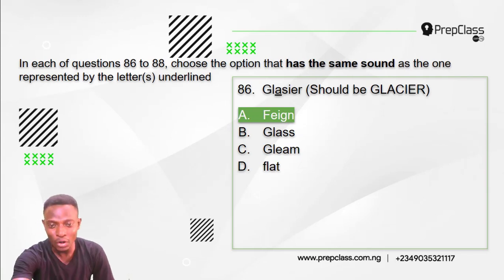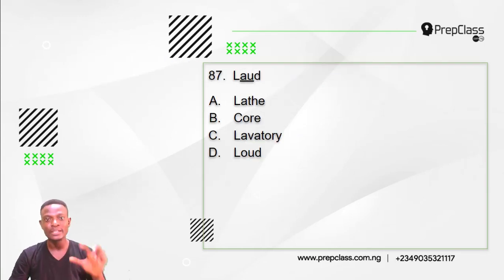Alright, moving on, question 87. Remember, we are to select the option that has the same sound as the letters underlined in the given word. Question 87, the word we have is Lord. Letters AU are underlined. So we have to select the option that has the same sound as the AU in the word Lord.